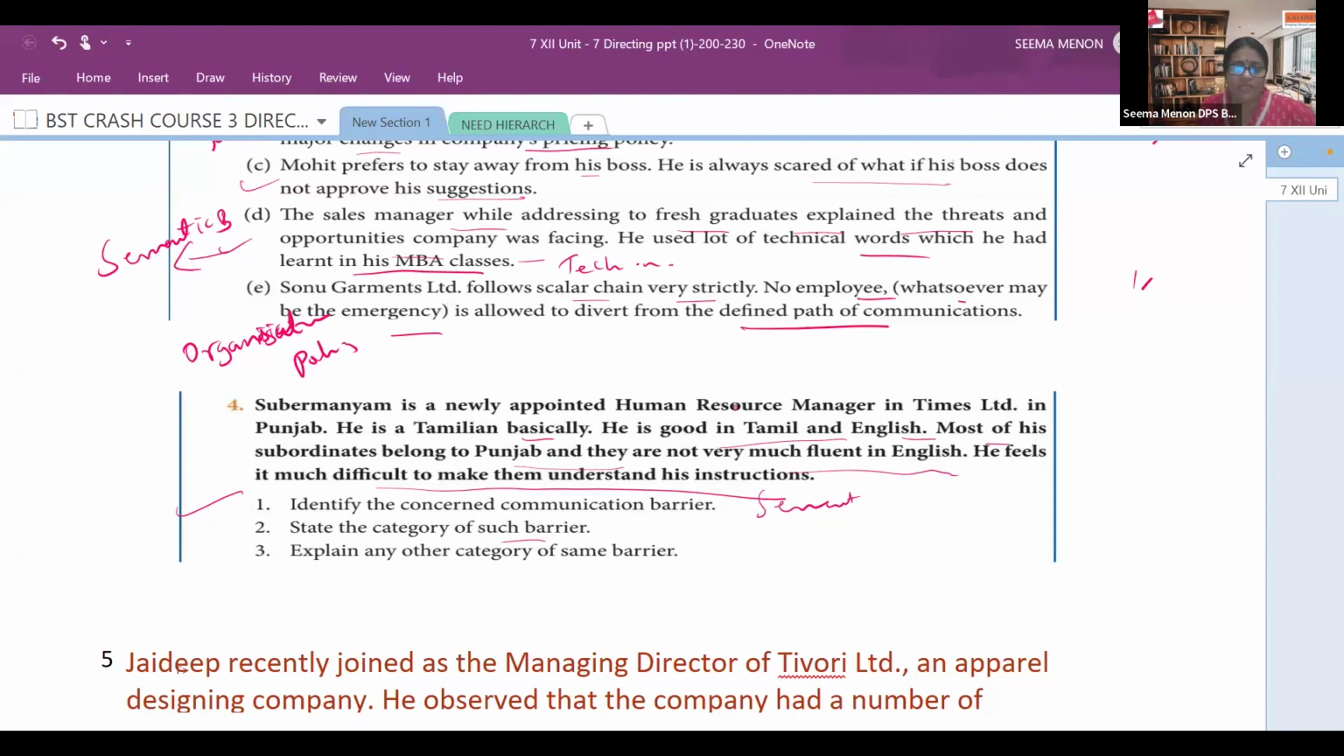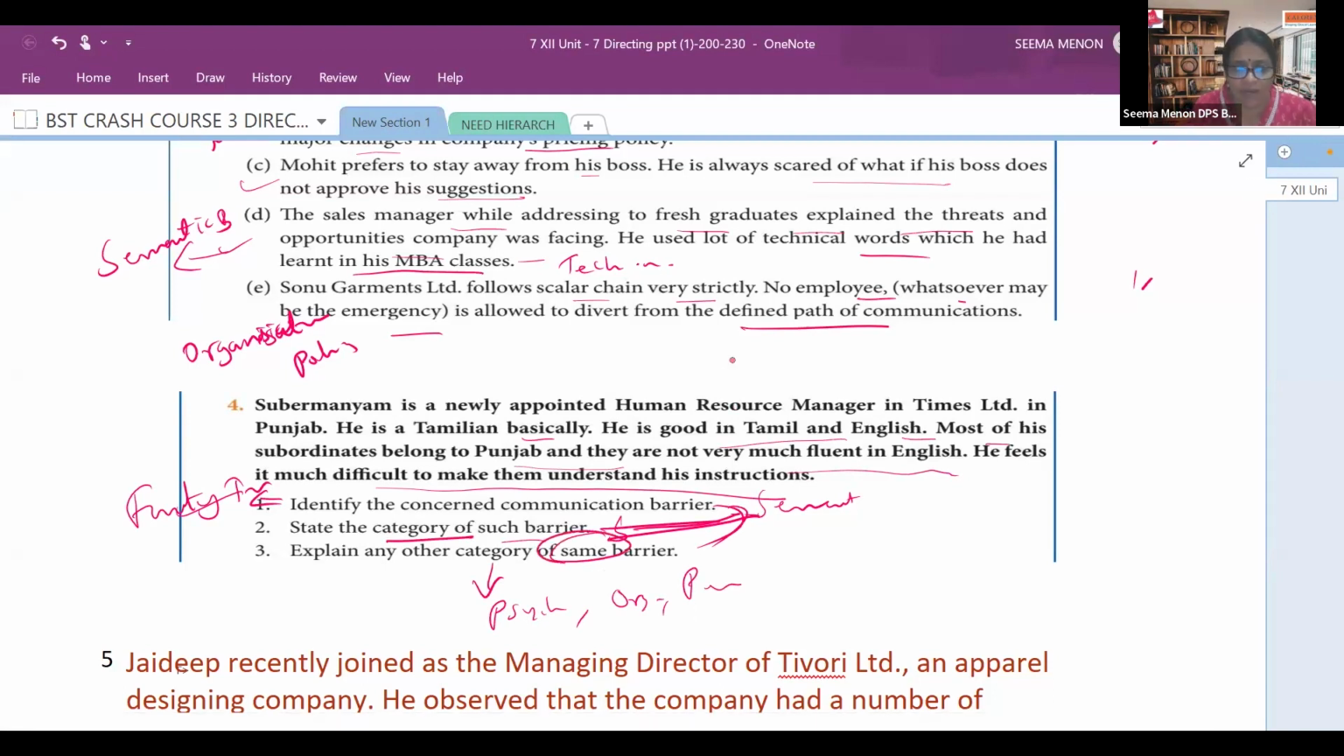State the category of such barrier. So here, the concerned communication barrier is faulty translation. Sorry, that is faulty translation, right? And in category, what will come? Semantic barrier. In category, you will get semantic barrier. Explain any other category of same barrier. For other category, you can explain psychological, or you can explain organizational, or you can explain personal barrier. Any you can explain. Okay.